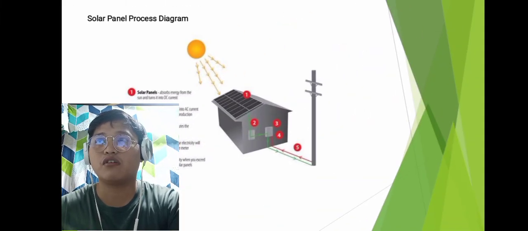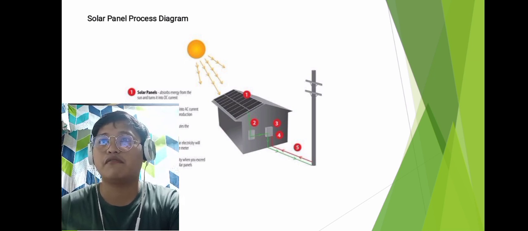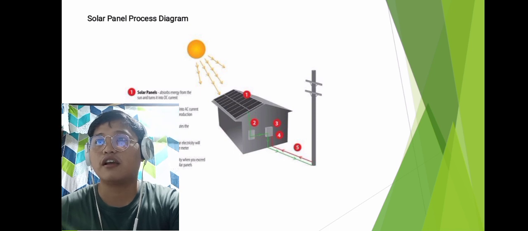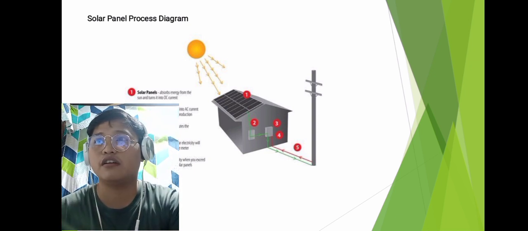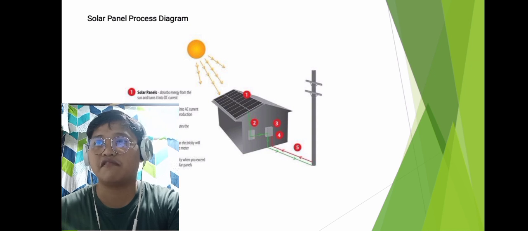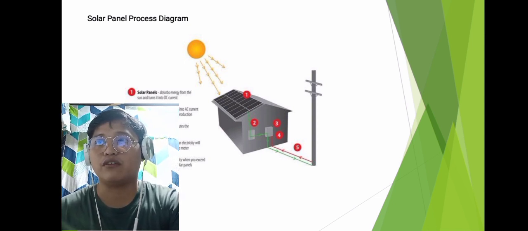And we have here our solar panel process diagram. So first, we have the source, which is the sun, and the sun rays that come through radiation. It goes through the solar panels. It absorbs energy from the sun and turns it into DC current. And going through number one would be number two, which is the inverter. It converts DC current into AC current and controls the electricity production throughout the house.